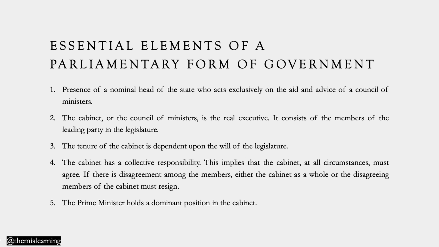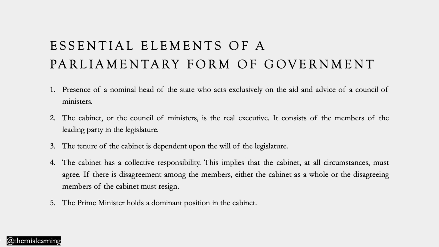Now, what are the essential elements of a parliamentary form of government? Firstly, we have a presence of a nominal head of the state who acts exclusively on the aid and advice of Council of Ministers. Secondly, the cabinet or the Council of Ministers is the real executive. It consists of the members of the leading party in the legislature. Thirdly, the tenure of the cabinet is dependent upon the will of the legislature.